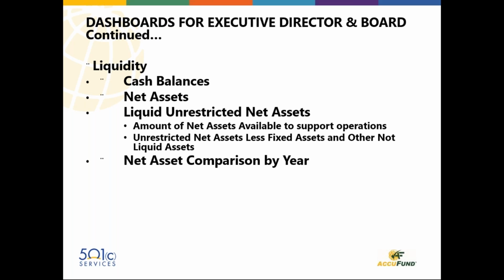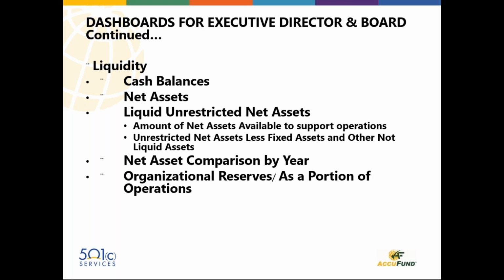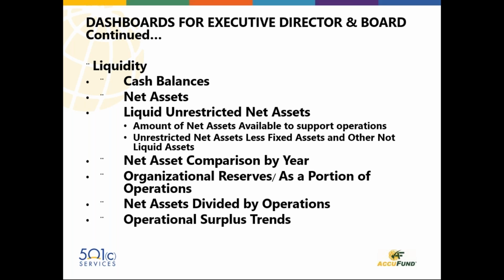Comparison by year of net assets. Are we doing better or worse overall? Organizational reserves as a portion of operations. So how many months of reserves do we have, maybe? Net assets divided by operations. That would kind of give you a reserve. Operational surplus trends. So just look at your overall net income. Is it going up or down? And you could do that on a by program basis too. That would be interesting.